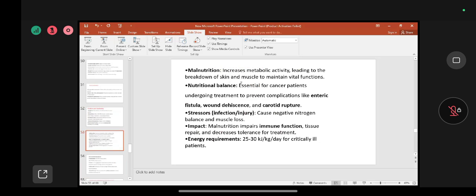Malnutrition increases metabolic activity, leading to the breakdown of skin and muscle to maintain vital function. Nutritional balance is essential for cancer patients undergoing treatment to prevent complications like enteric fistula, wound dehiscence, and carotid rupture. Infection and injury cause negative nitrogen balance and muscle loss. So the impact of malnutrition is impaired immune function, impaired tissue repair, and decreased tolerance for treatment. Daily energy requirement is 25 to 30 kilojoules per kg per day for a critically ill patient.